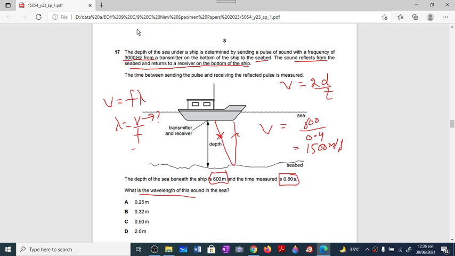Now we will substitute it over here. So 1500 over 3000. The answer for this question is option C, 1 by 2, and 1 by 2 is 0.5 meter.